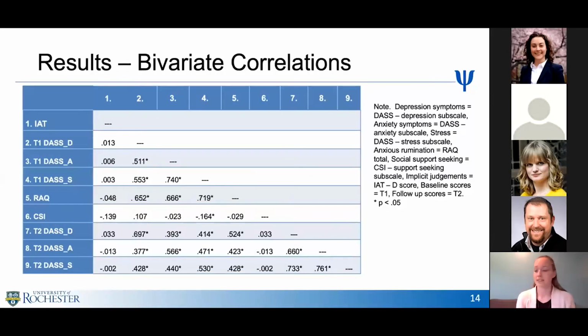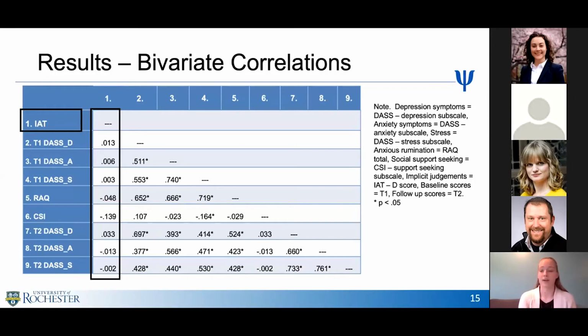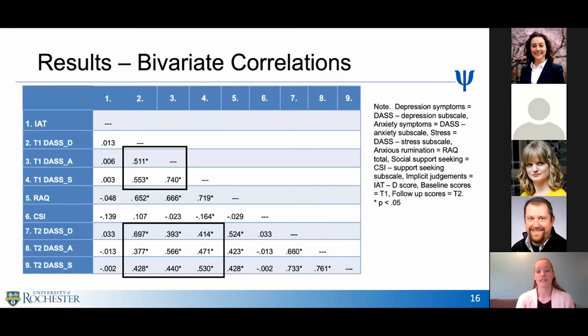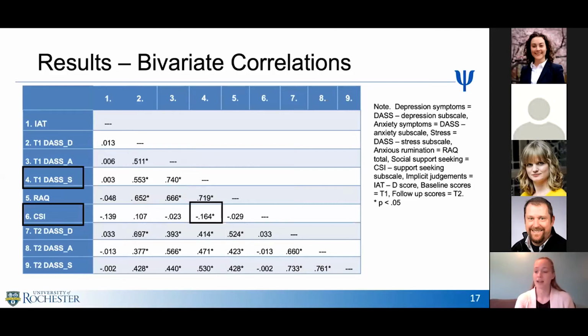This table represents the bivariate correlations for all variables in the study. The D scores for the IAT did not correlate with any measures of the study, inconsistent with hypotheses. All depression and anxiety symptoms correlated in the expected positive direction, as well as with the depression and anxiety measures at the follow-up. And the CSI correlated only with the stress subscale of the DASS, such that higher levels of stress were associated with a decrease in social support-seeking behaviors.